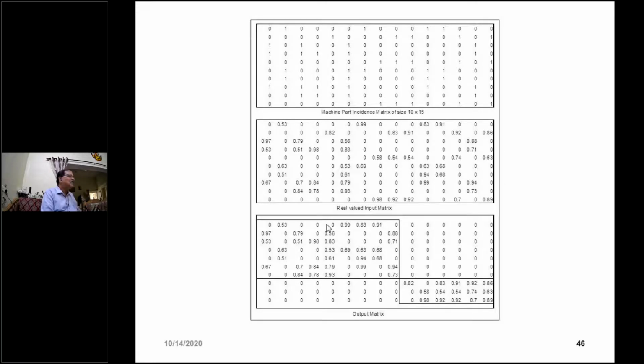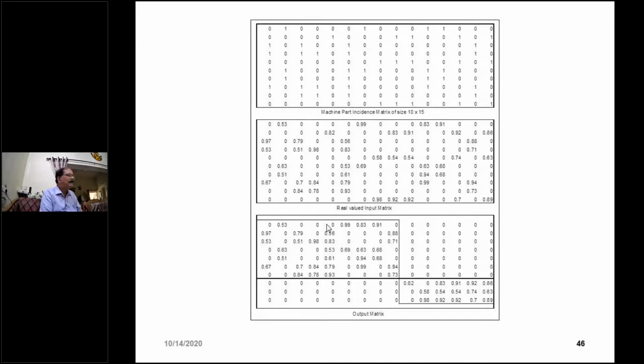So here, instead of a 1-0 matrix, we use the operation time of a part that is being processed on a machine. What is the processing time? Such type of data is known as ratio level or real value input data or real data.